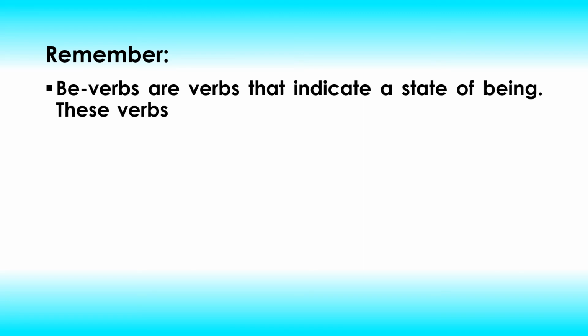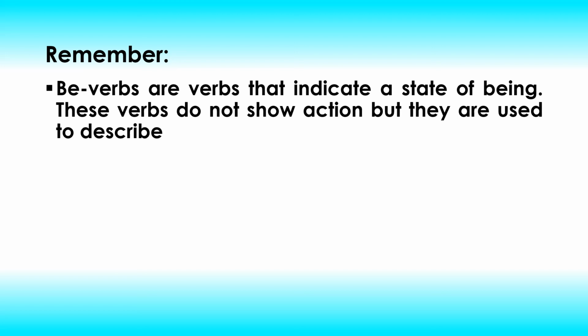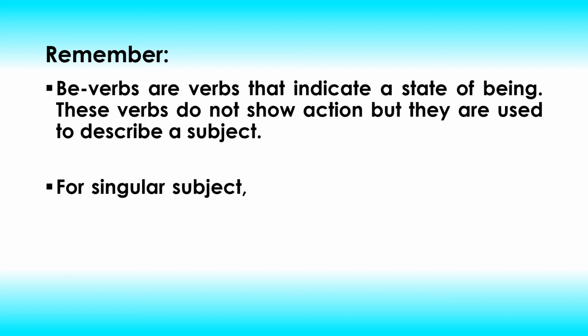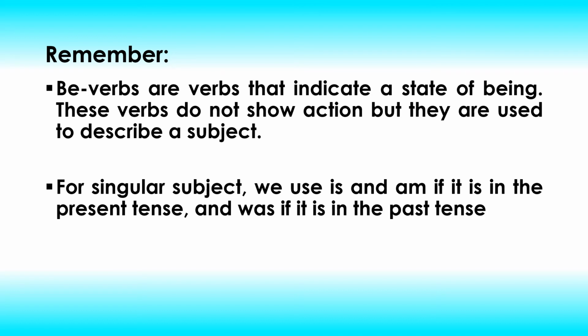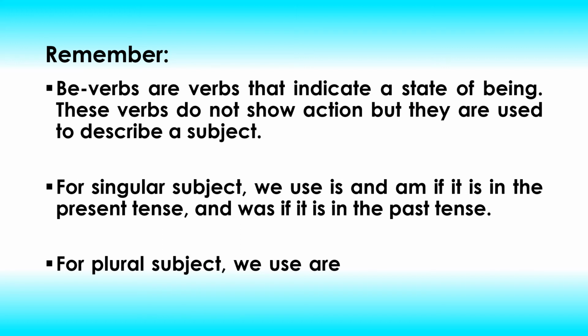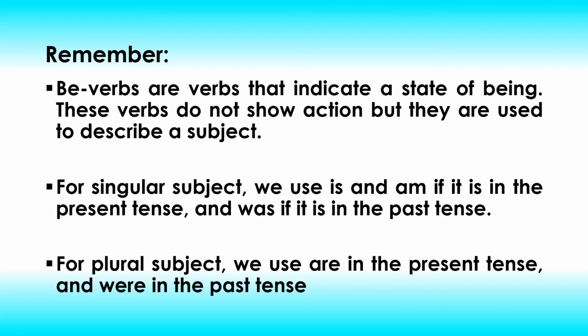Remember, be-verbs are verbs that indicate a state of being. These verbs do not show action, but they are used to describe a subject. For singular subject, we use is and am if it is in the present tense, and we use was if it is in the past tense. For plural subject, we use are in the present tense and were in the past tense.